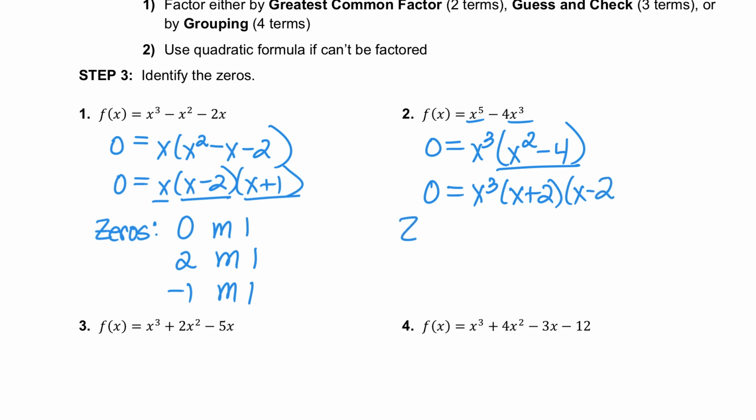Okay, so now I can get my zeros. When there's an x out front, my 0 is 0. And this one has a multiplicity of 3. Okay, this one would be negative 2 with multiplicity of 1. And I forgot the parentheses. This one would be 2 with multiplicity of 1 as well.